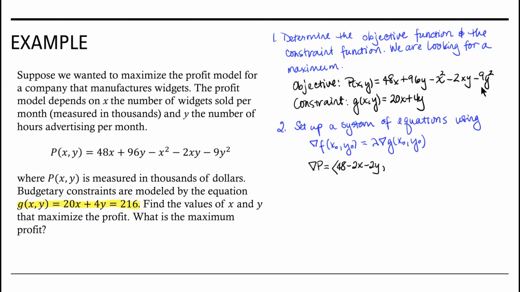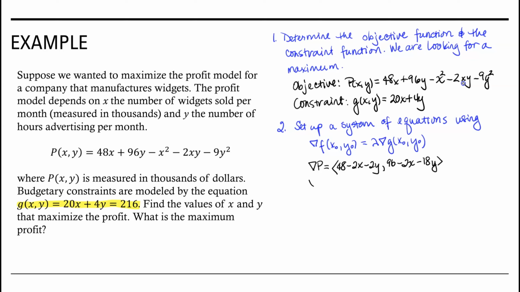And now we're going to do similar. We're going to find the partial of p with respect to y. And in my first term, that's going to be 0. The partial with respect to y of my second term is a 96. The partial with respect to y of the third term is a 0. The partial with respect to y of our fourth term is going to be a minus 2x. And then the partial with respect to y of our last term is going to give me an 18y.